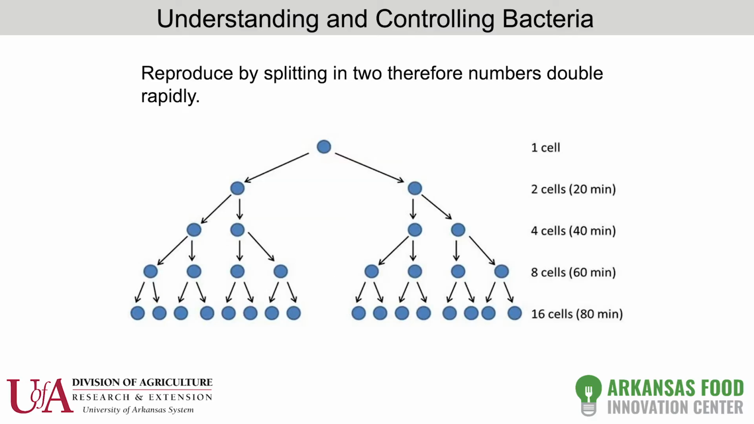Bacteria reproduce by splitting in two. So a single cell becomes two, becomes four, etc. The time it takes for this splitting to occur varies with the type of bacteria and environmental factors, but is usually rapid, usually about 20 minutes or less. As shown on this slide, a single cell could lead to 8 cells in just an hour. Since a food seldom contains just a single cell, it is easy to see that the number of bacteria in a food product can become large very quickly.